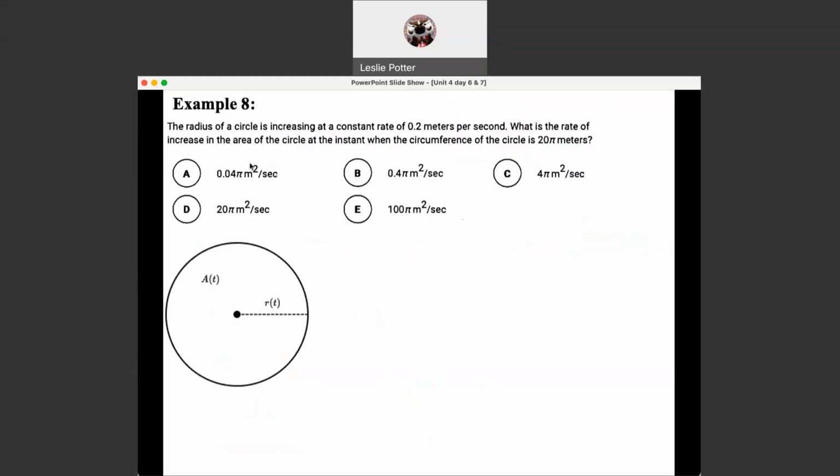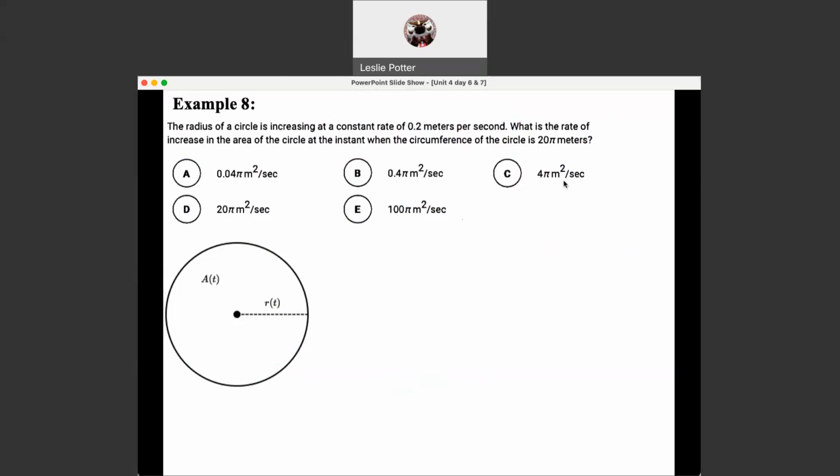Okay, let's take a look at example 8 here. The radius of a circle is increasing at a constant rate of 2 meters per second. What is the rate of increase in the area of the circle at the instance when the circumference is 20 pi meters? So this is relating not just area, but area and circumference. We've dealt with both area and circumference already. You might want to pause the video and see if you can combine the two things. There's lots of ways to do this. Give it a shot, see what you can come up with, and then start the video up again, and I'll show you one possible way to do this.